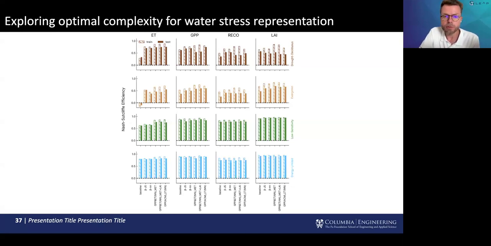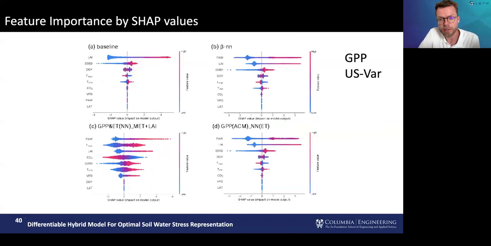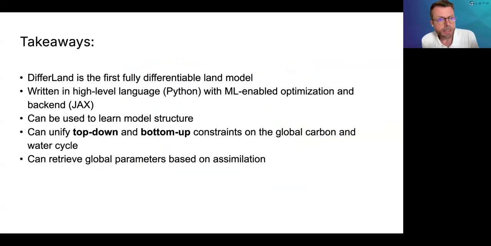Of course, if you wanted to go at subdiurnal timescales, that's a place where maybe plant hydraulics would be very important. But for the daily timescale, it seems the conclusion is it seems very difficult to go beyond that. So piecewise linear seems to be good enough. So key takeaways from that. So DifferLand is a relatively flexible land surface model.